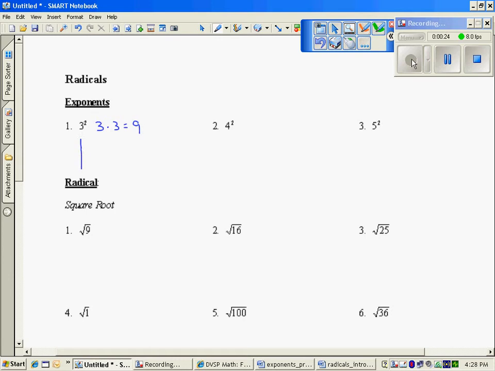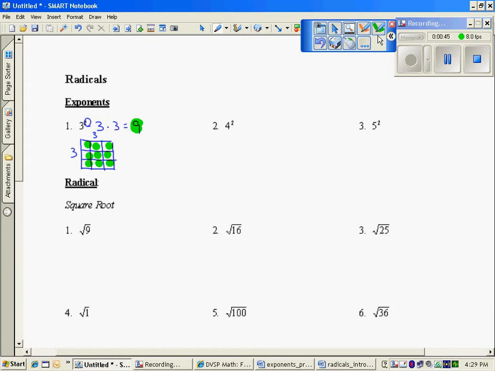And so if I want to see a picture, what it's telling me is I have a square that is 3 by 3, and I have 9 total squares in that larger square. So the area is 9.